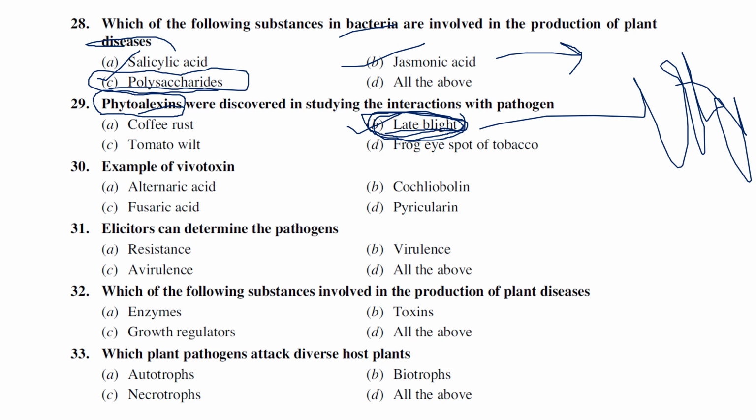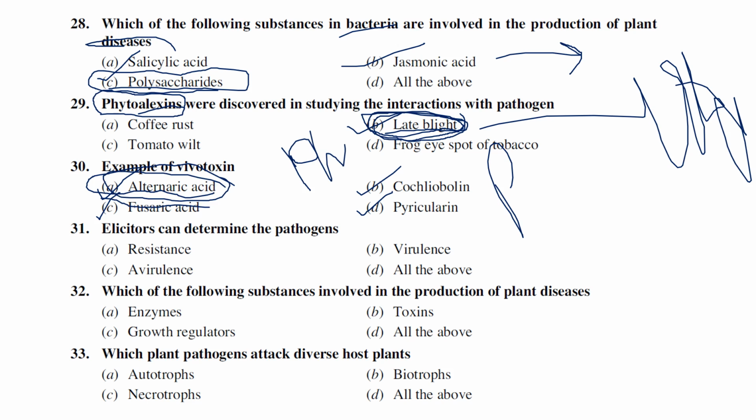Example of vivotoxin, I repeat, vivotoxin: alternaric acid, cochliobolin, fusaric acid, or pyrrolidine? There are three kinds of toxins: phytotoxin, vivotoxin and pathotoxin. Among all the toxins, pathotoxin is very dangerous. The best example of phytotoxin is fusaric acid. The best example of vivotoxin is alternaric acid.